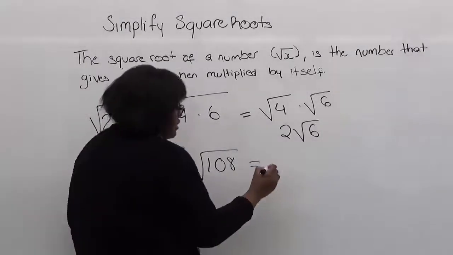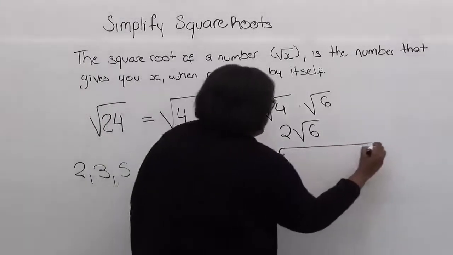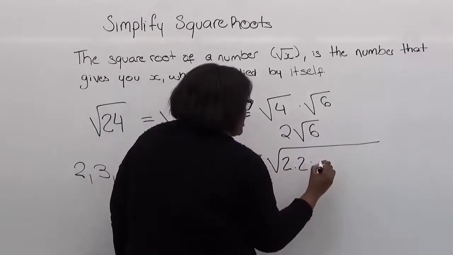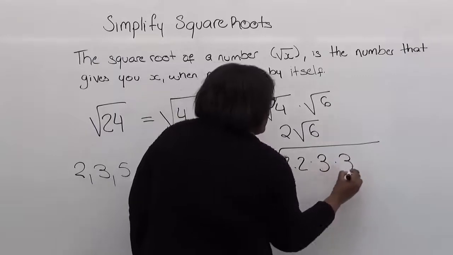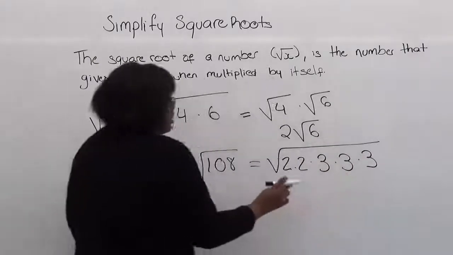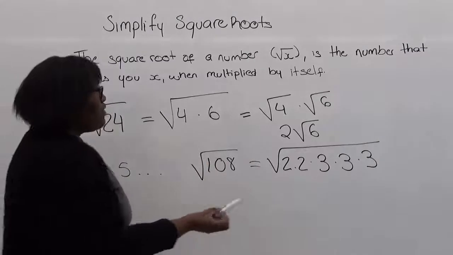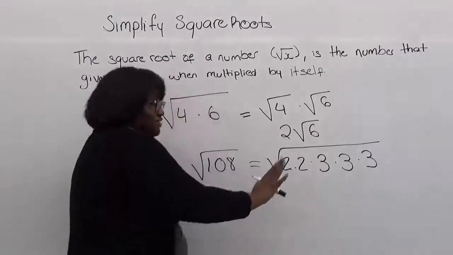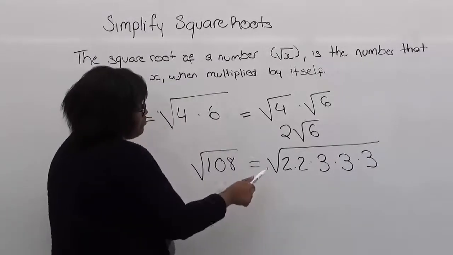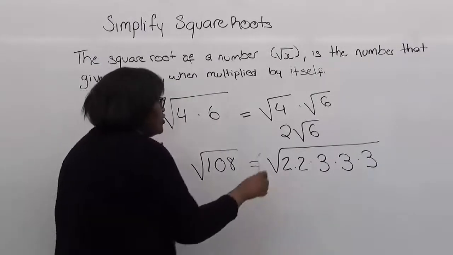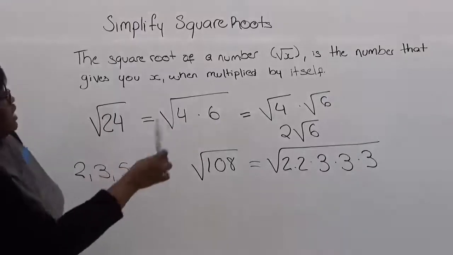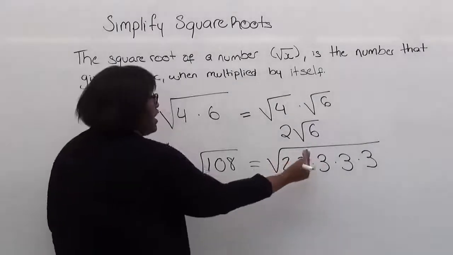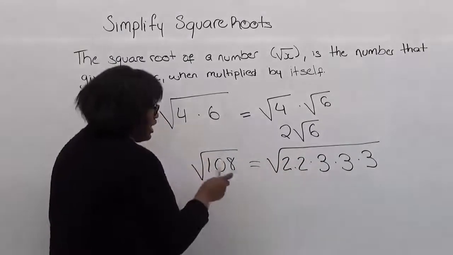So we're going to list it all out. So we're going to have 2 times 2 times 3 times 3 times 3. So far we have two 2s and three 3s. Don't worry about that. So now we're going to try to find what number can be taken. We're going to separate these first. So we're going to find a number that can come out of the radical.